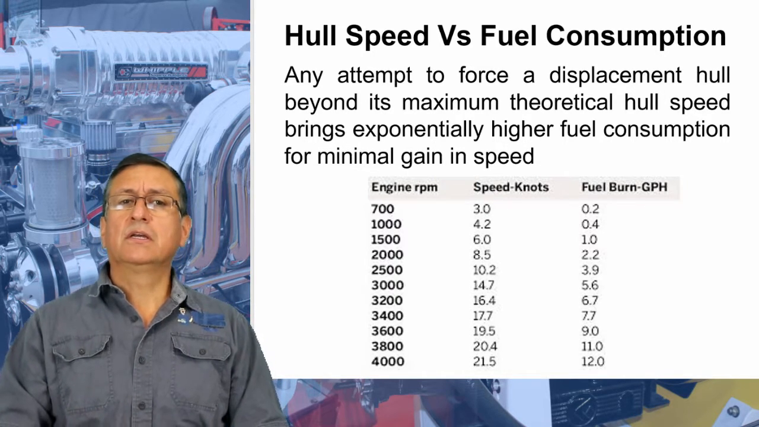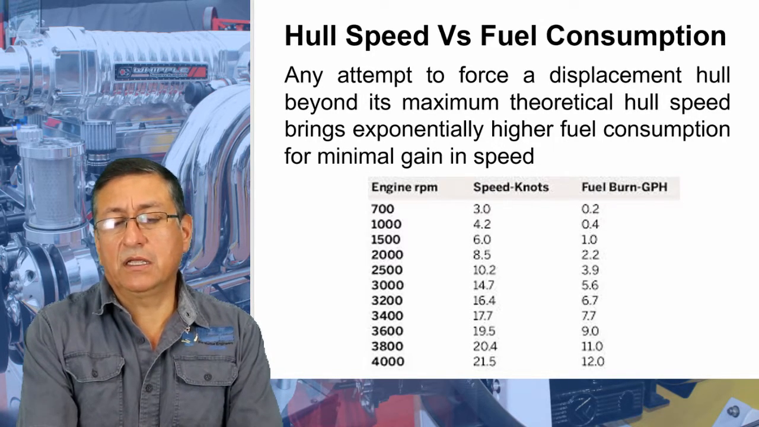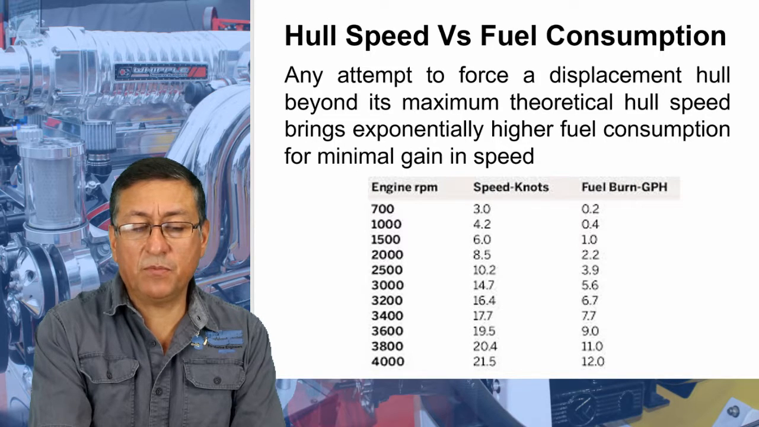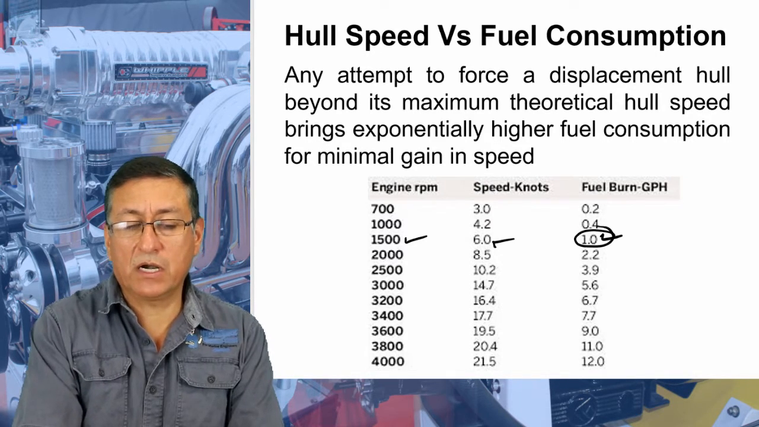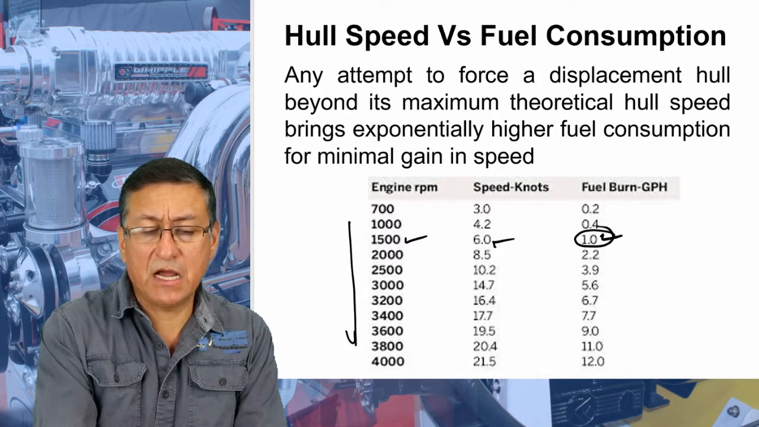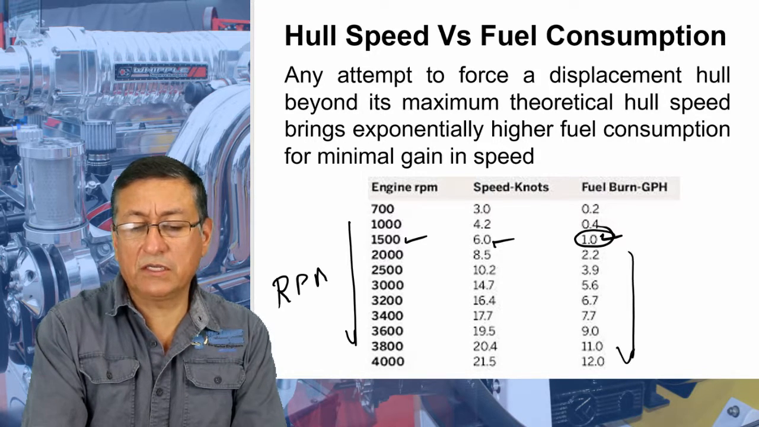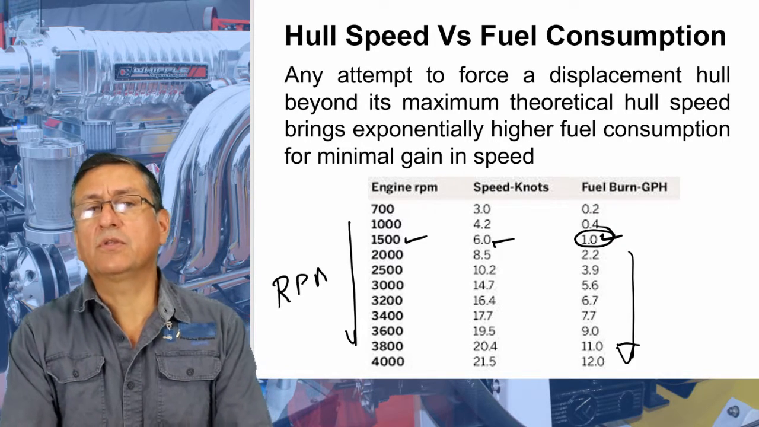Let me check this wonderful slide. It is about the displacement hull and the theoretical speed. No, this is excellent, about the engine RPMs and the speed, the typical speed and the consumption in gallons per hour. If you check, of course, at higher RPMs, the consumption in gallons per hour is higher. No? This is a good equation.